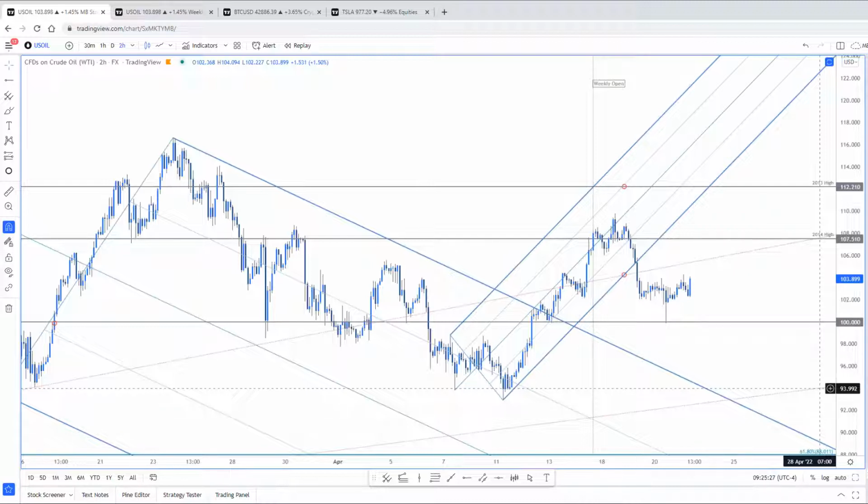Silver as well, patiently waiting. Yes, I agree. I agree. So that's 13 and 14.